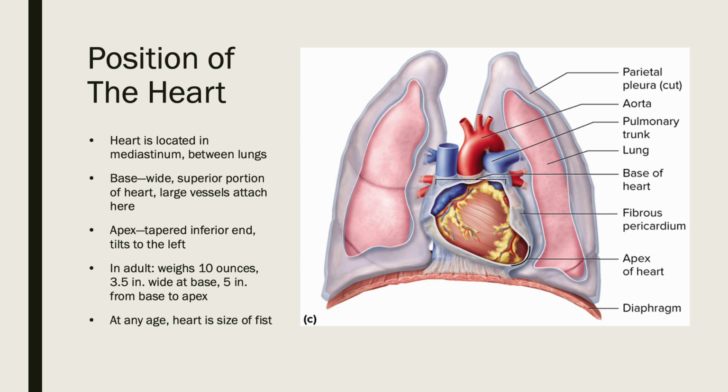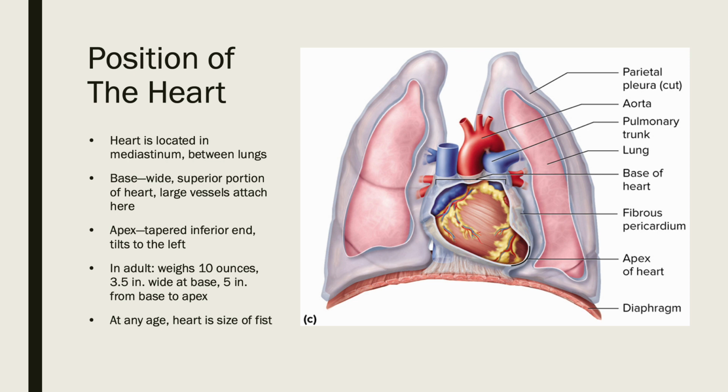The position of the heart. So the heart is located in the chest, between the lungs, and behind the sternum. The sternum is your chest bone, right? So the top of the heart is called the base. That's the wider part of the heart when you're talking about left to right width. The bottom of your heart that tilts towards the left side is called the apex of your heart.